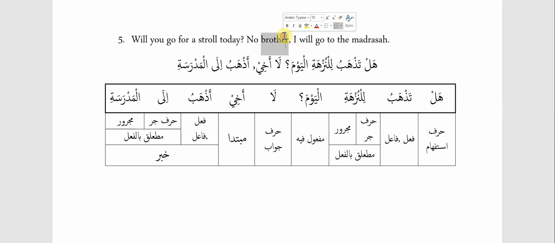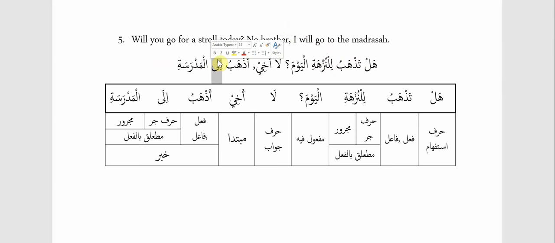And then no, brother. Even though it says no, brother, it should be la akhu, but no one says la akhu, because realistically, when you say brother in Arabic, you're going to say my brother. You don't call anybody akhu. That's just weird. You're going to say la akhi, my brother. Adhabu is going to be I will go. It's the same as yadhabu, tadhabu, but instead of second person masculine singular, this is first person singular, adhabu, I will go.